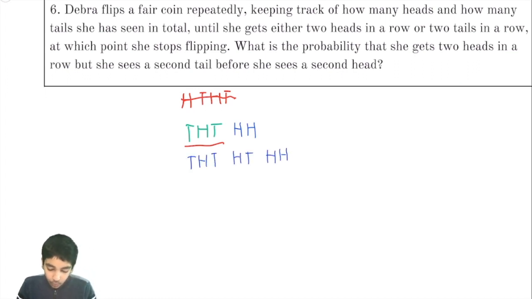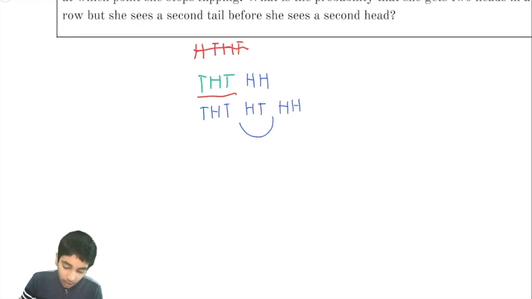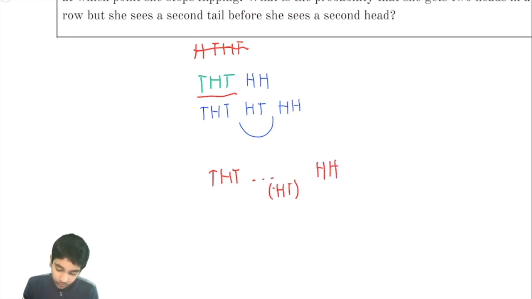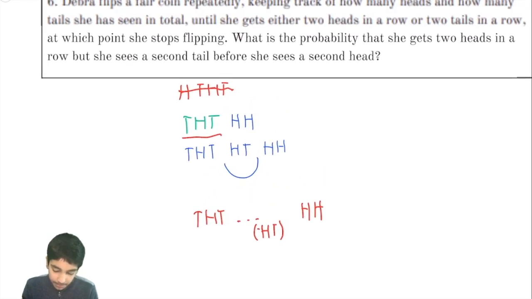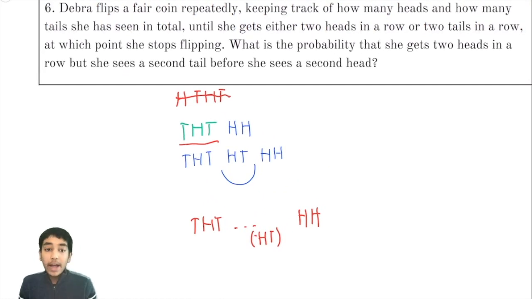Basically, we cannot have 2 tails in a row right now. So we can have any number of HT sequences before we get the HH that's at the end. So in general, we have THT followed by HTs in between, and then at the end, we have HH. Because after THT, we can just do H and then go back to T, and then we're essentially at the same position again. So we can keep repeating this over and over again until we get another HH at the end.